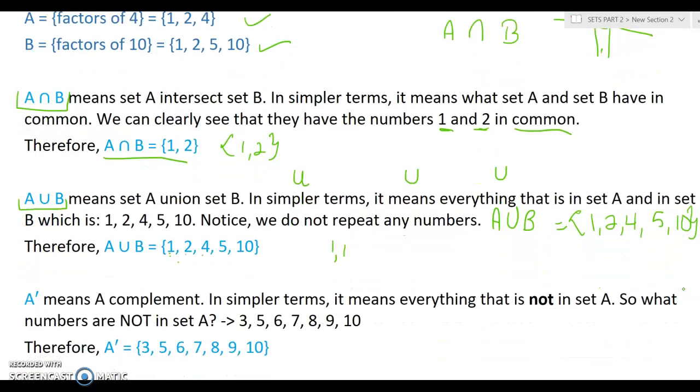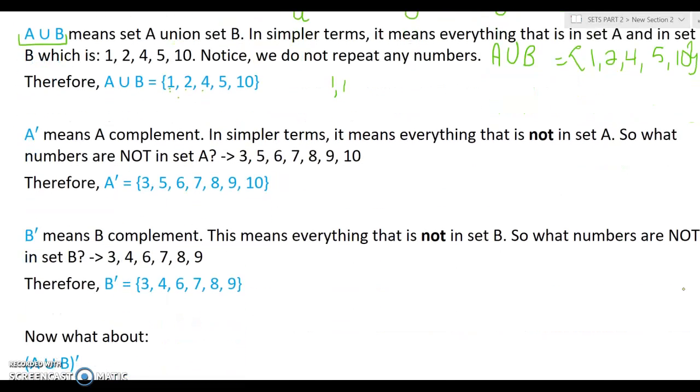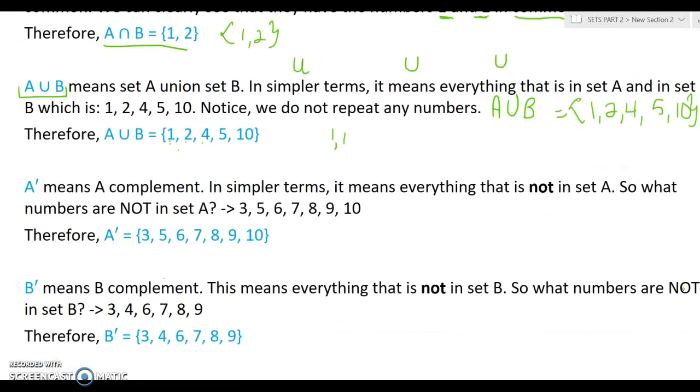All right, and now we're going to look at two other symbols that we have. We look at this one here.